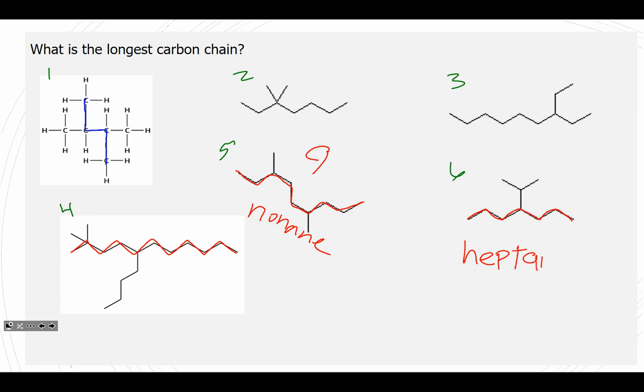There should only be 10. One, 2, 3, 4, 5, 6, 7, 8, 9, 10, 11. Oh, there's 11. It's dodecane. Just put 11. That's fine. One, 2, 3, 4, 5, 6, 7, 8, 9, 10, 11. There's 11.